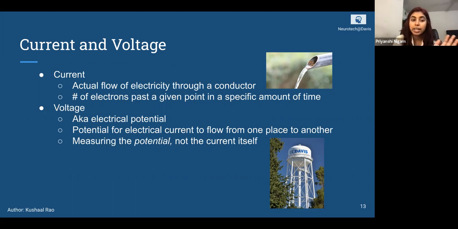Voltage, on the other hand, is the electrical potential. So it's the potential for electrical current to flow from one place to another. It's measuring the potential and not the current itself. For example, like we have here, the water tank at the top of the hill. There's potential for water to flow even if it's not currently flowing.